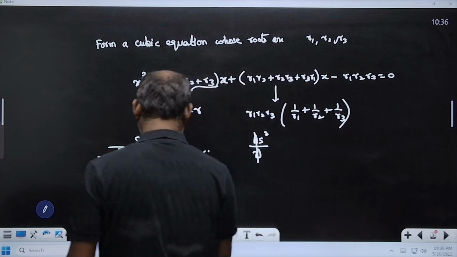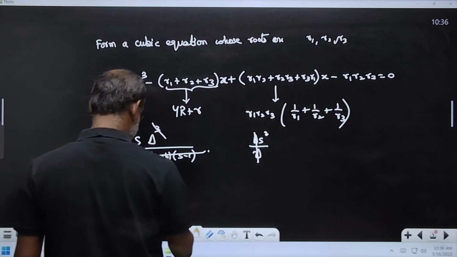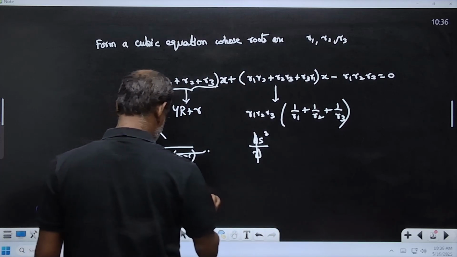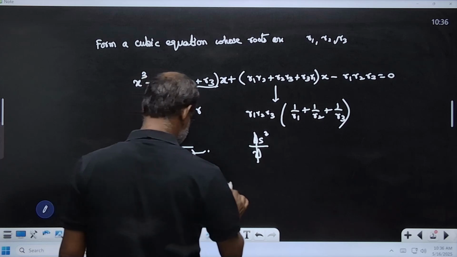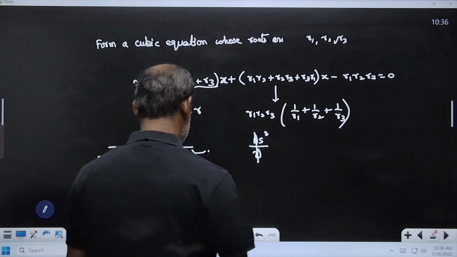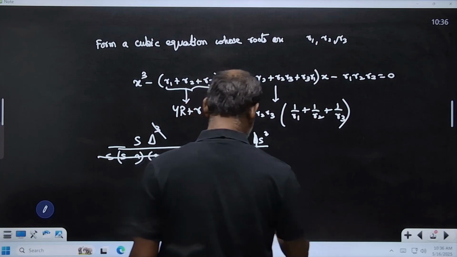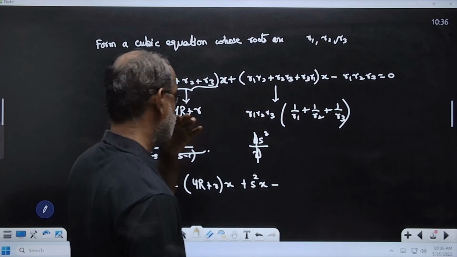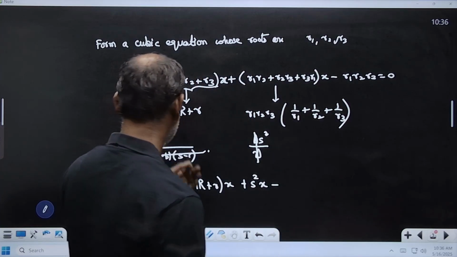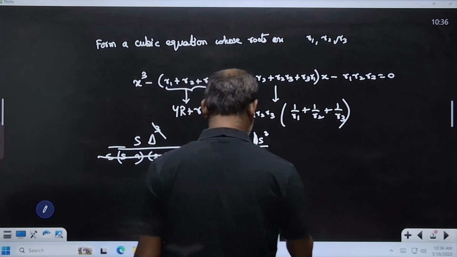So, the equation becomes x cube minus (4R plus r) x square plus s square x minus the product we just saw as s delta.